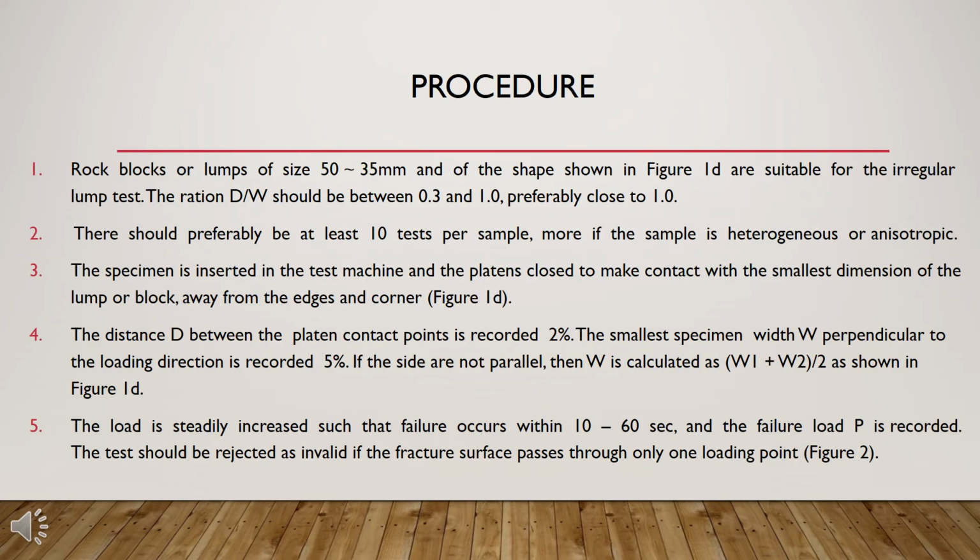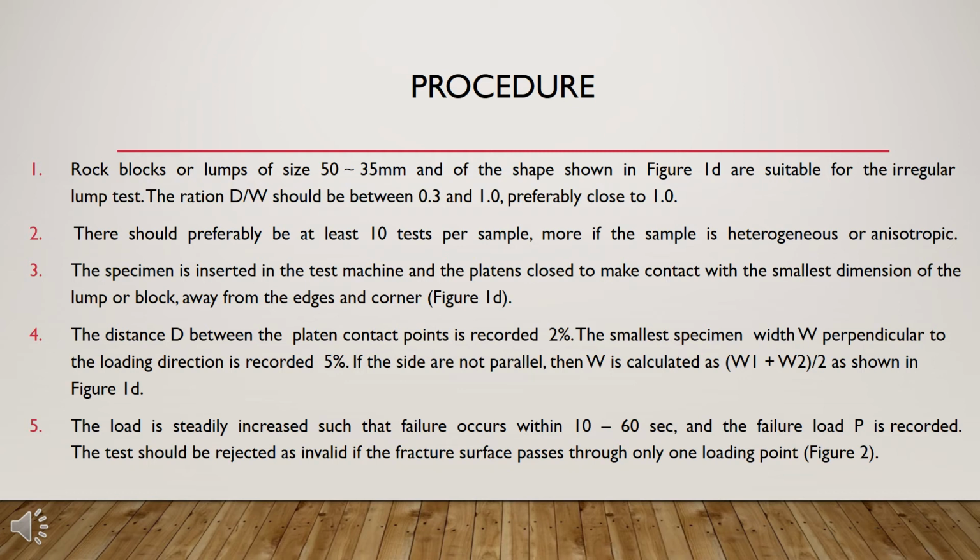Procedure: first, rock blocks or lumps of size 50 to 35 mm and of the shape shown in Figure 1D are suitable for the irregular lump test. The ratio D over W should be between 0.3 and 1.0, preferably close to 1.0. Second, there should preferably be at least 10 tests per sample, more if the sample is heterogeneous or anisotropic. Third, the specimen is inserted in the test machine and the platens closed to make contact with the smallest dimension of the lump or block, away from the edges and corners, Figure 1D.